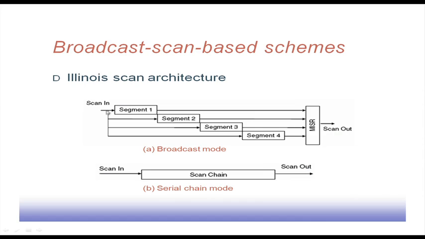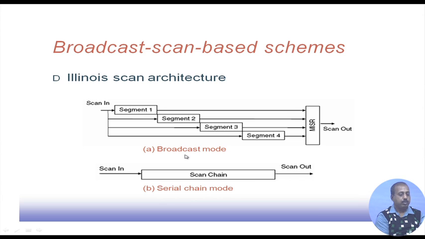So, say these are the scan chain segments, segment 1, 2, 3, 4. They may constitute 4 parallel scan chains. The same scan input is going to all of them. In the broadcast mode, the same scan input goes to all the segments, so they get the same pattern. That way the testing will be fast because the loading time will be less.